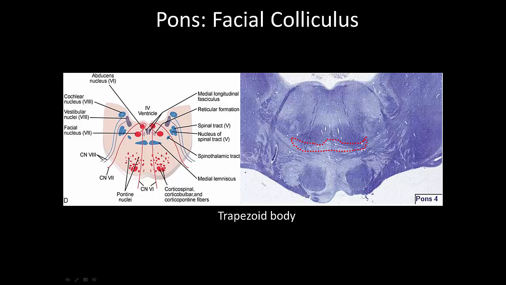Now, something new here that we haven't seen before is the trapezoid body. And the trapezoid body contains fibers that originated in the cochlear nuclei. And they're going to wrap around the anterior portion of the tegmentum, decussate, and then ascend as the lateral lemnisci.